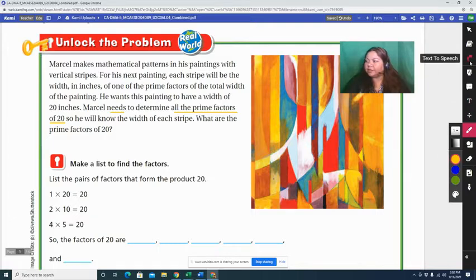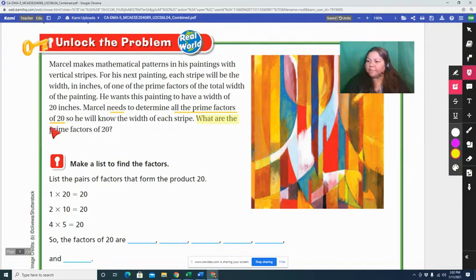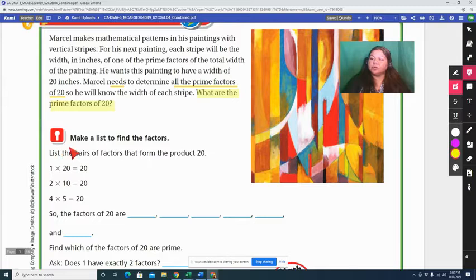We are trying to find what are the prime factors of 20. Really, that's all the information relevant that I need. I just want to know what are the prime factors of 20. So we're going to make a list to find the factors. Okay. So here's where we just start.